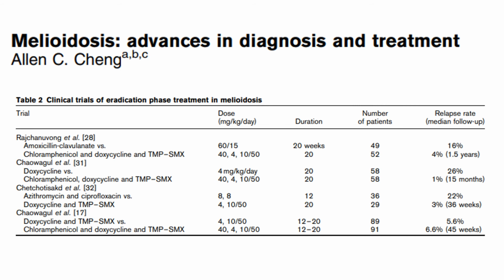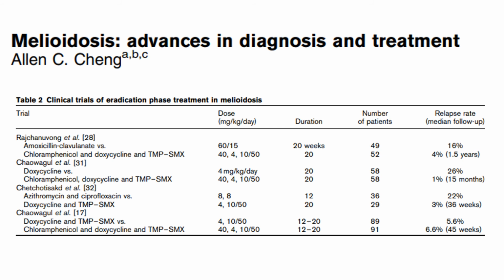Alright, so this is a very nice paper. Alan C. Cheng et al. authored this paper. Basically, they look at all the different combinations used for the eradication phase. They looked at amoxicillin clavulanate versus chloramphenicol, doxycycline, trimethoprim. So they've given doxy alone versus chloramphenicol and doxy and Bactrim, or azithromycin and ciprofloxacin versus doxy and Bactrim.